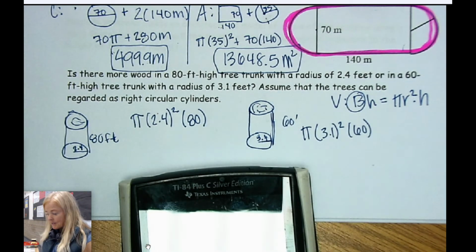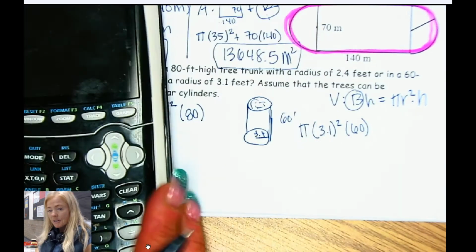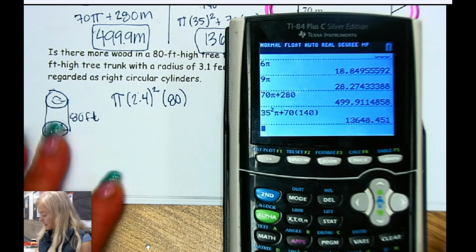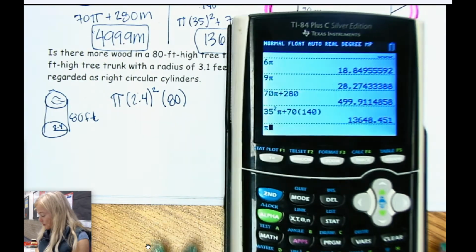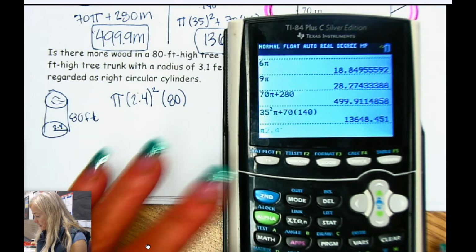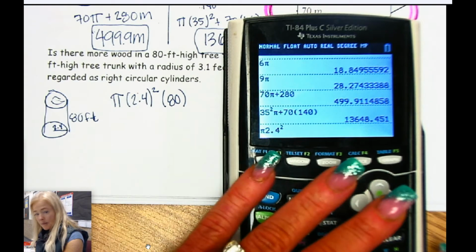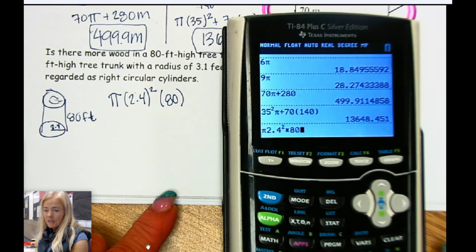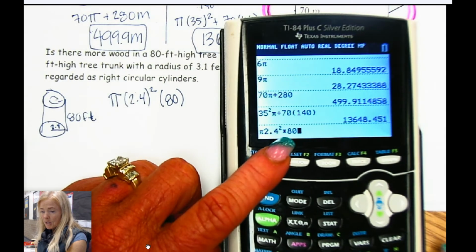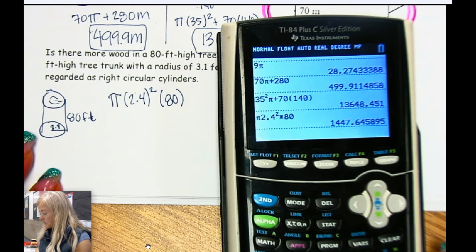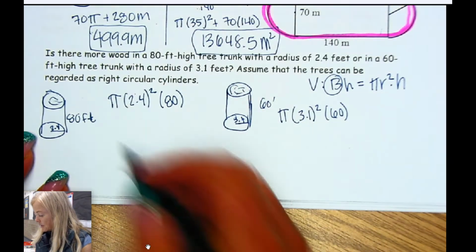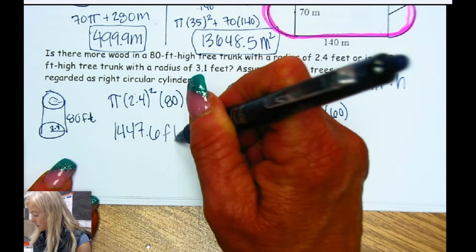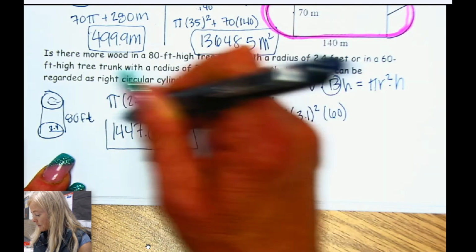So in our handy dandy calculator, pi times 2.4 squared, and then times 80. And that's probably the best way to put that in there: you have pi and then the 2.4 squared and then times 80. And that is 1447.6. And that's volume and it's in feet, so cubic feet for that one.